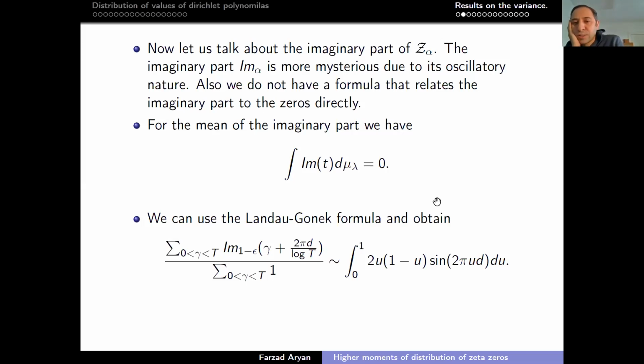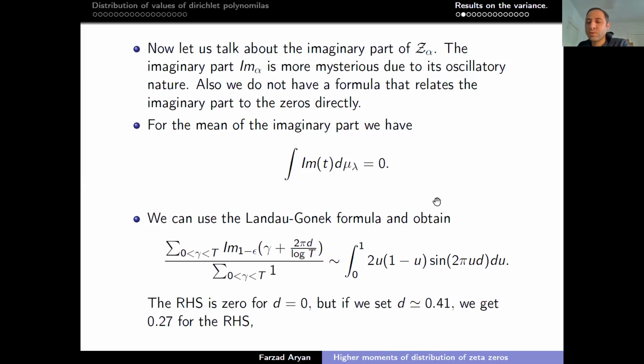Obviously, this is calculable, and this is equal to this integral. If you put d equals 0, again you get 0, which doesn't give you anything. But if you shift, if you put, for example, d equal to 0.41, you get, on average, the right-hand side is about 0.27, which shows that there are points where the imaginary part gets bigger than 0.27. And this is using the Landau-Gonek formula.